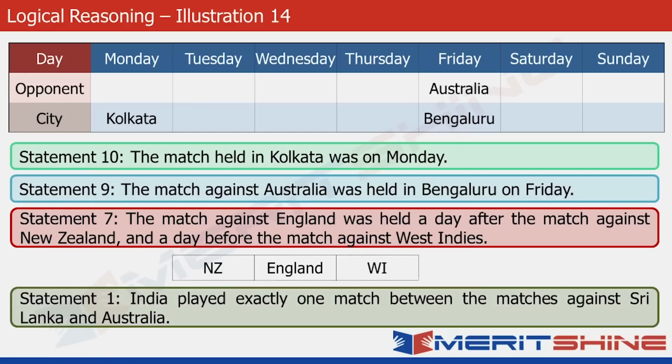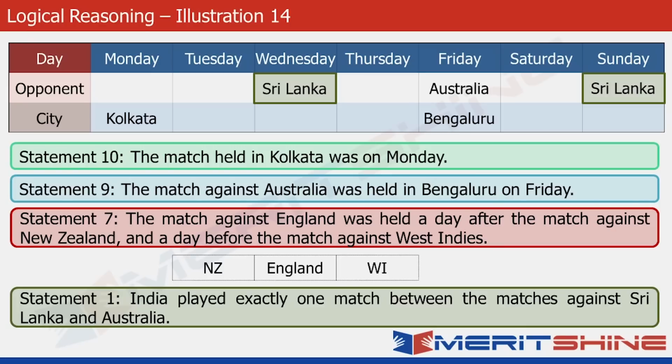Let's look at statement 1 first. It says that India played exactly one match between the matches against Sri Lanka and Australia. We know that the match against Australia was held on Friday. It's there in the table. Now, the match against Sri Lanka could have been held either before the match against Australia or after it. So, it can be either Wednesday or Sunday. Let's put it like this in the table. We know that one of these has to be true.